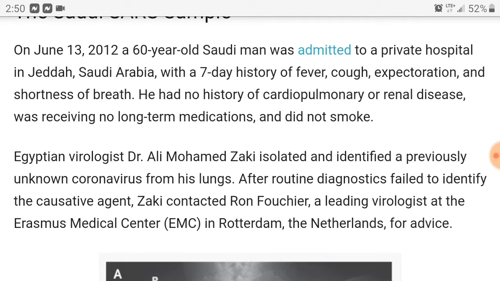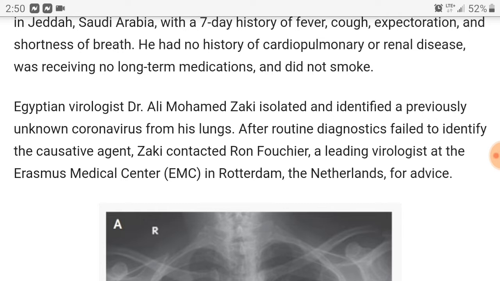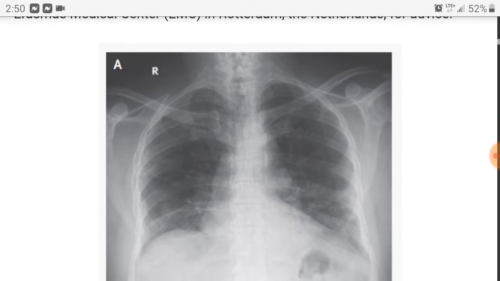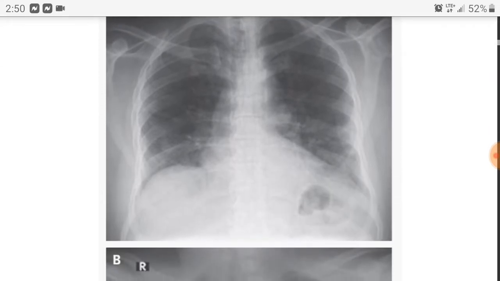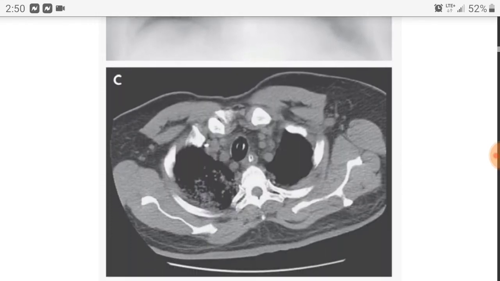Now the pictures below are going to be of the man's lungs, okay? And it's an Egyptian doctor, and he isolated and identified a previously unknown coronavirus from his lungs. After routine diagnostics failed to identify the causative agent, he contacted Fouchier, a leading virologist at a medical center in Rotterdam in the Netherlands, for advice. So as you can see, here you can see that there's something there. Now we know that it affects the upper respiratory, okay guys?